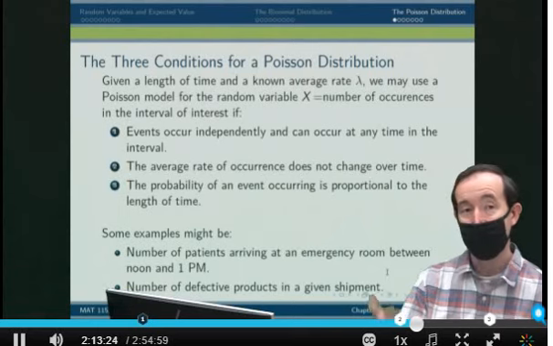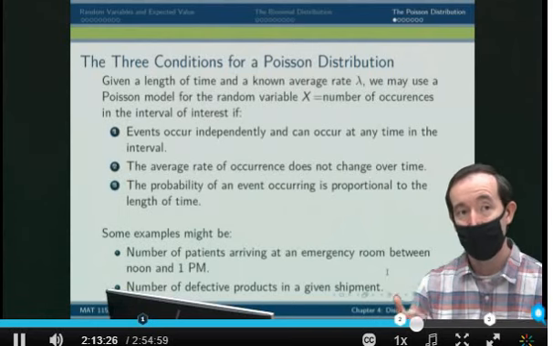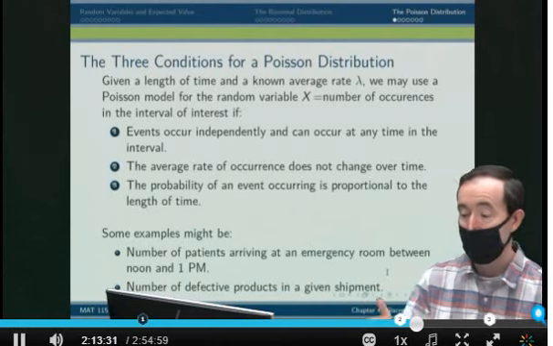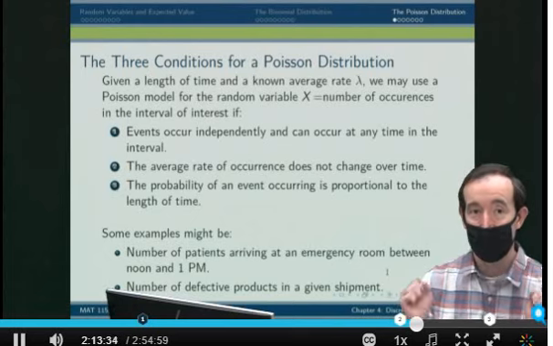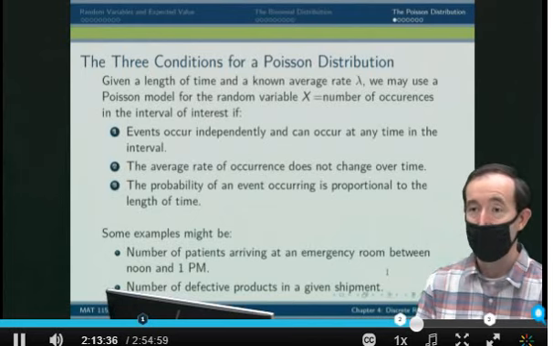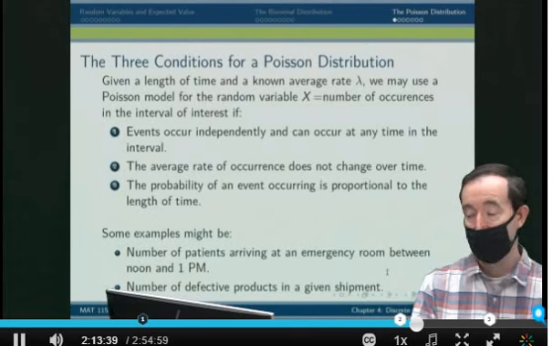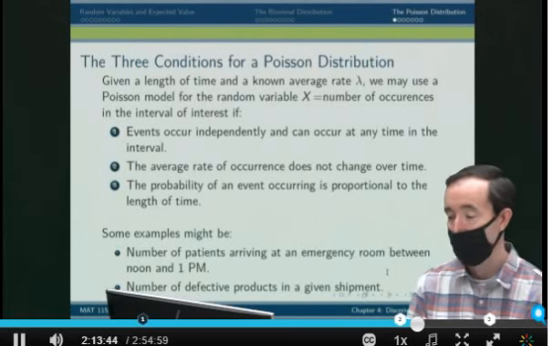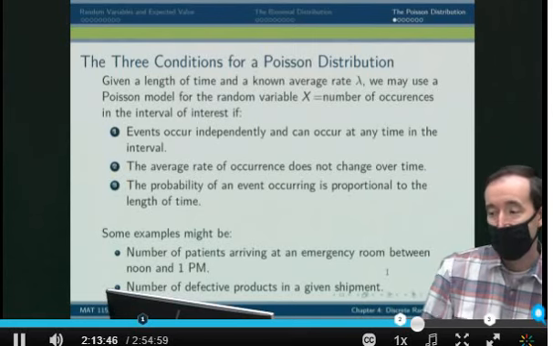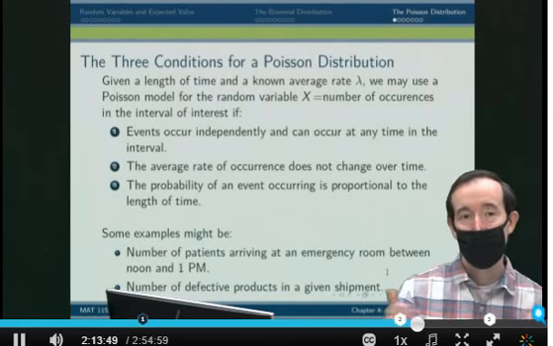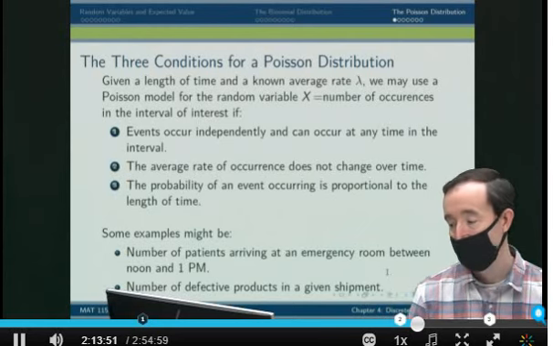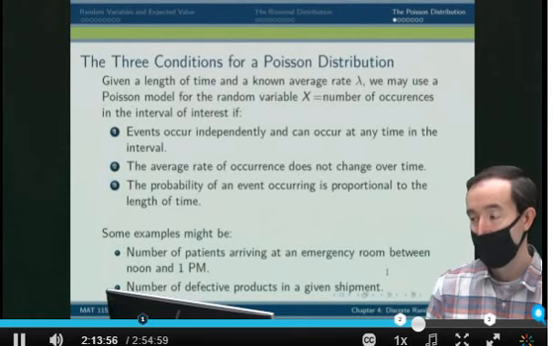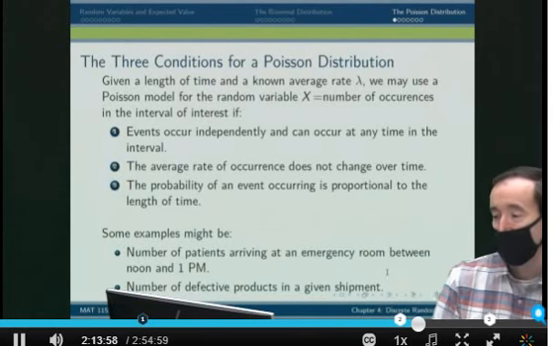Each of the events that we are counting need to be able to occur independently and can occur at any time in the interval, right? There's no 5-minute window during which time patients can't come in. And there's no collection of products in that shipment that are guaranteed not to be defective. The average rate doesn't change over time. We do need that average to be consistent for this idea to work. If it's not, then we'd have to use a more continuous distribution. And there are distribution types that do that, but we won't see them in this class.